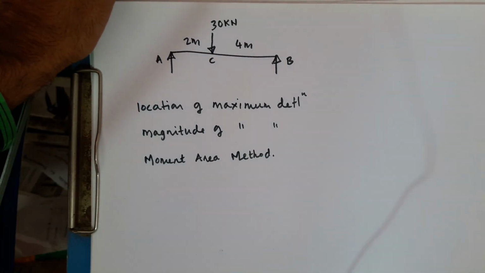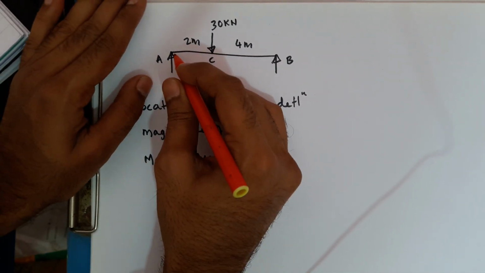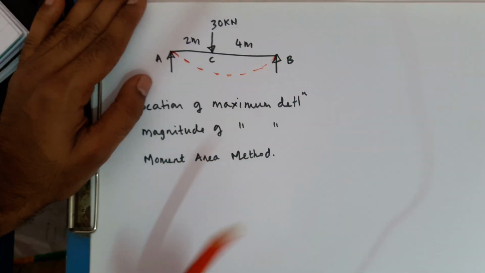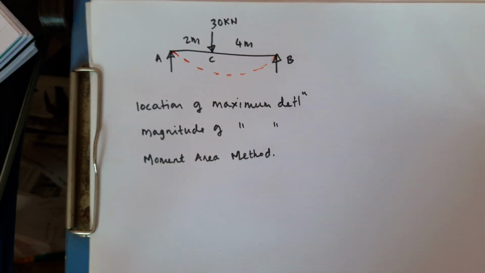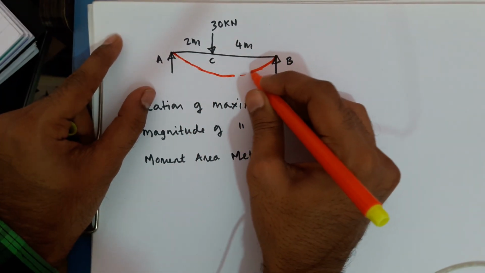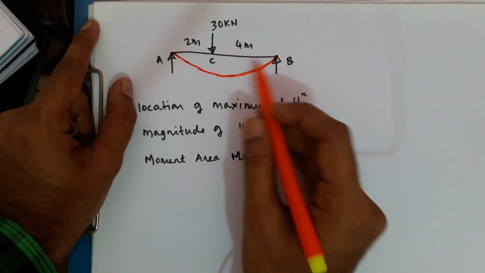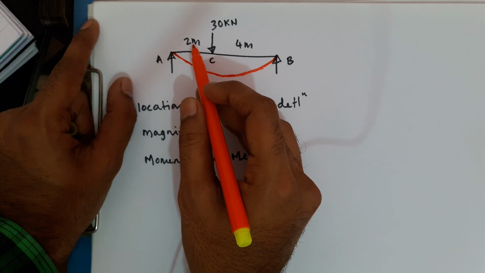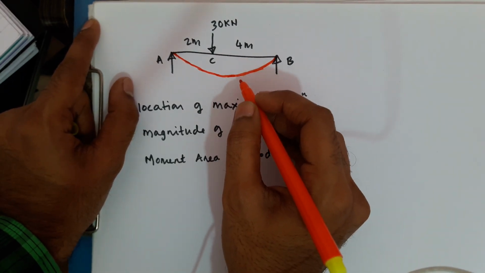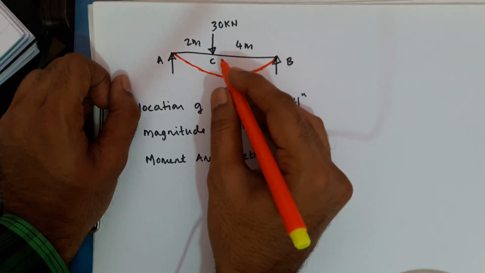So first I will draw the deflected curve for this beam. The deflected curve, more or less, will be like this. Okay. So CB is 4 meter and AC is 2 meter. So there is a high possibility of maximum deflection occurring in span CB because CB is longer than AC.